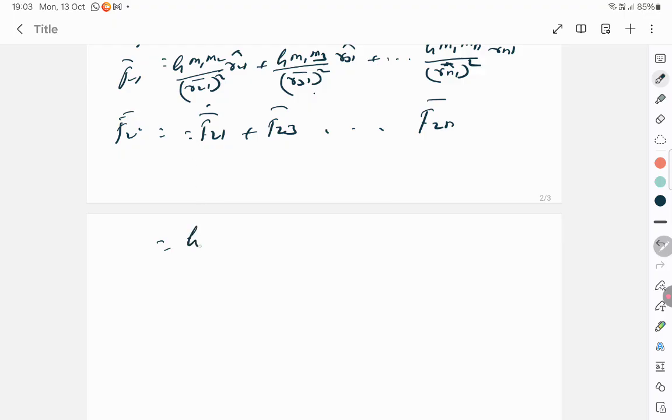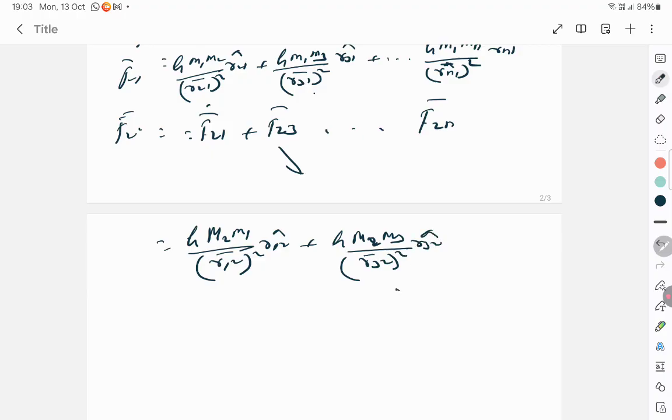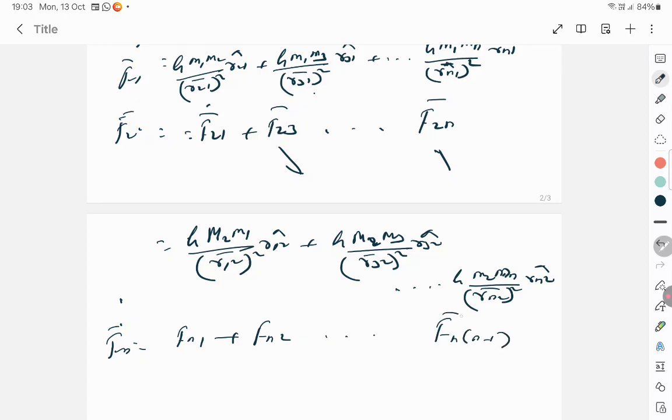This is the force. What is it? G into M2 M1 by R12 vector the whole square into R12 cap. G into M2 M3 by R32 vector the whole square into R32 cap. G into M2 Mn by Rn2 vector the whole square into Rn2 cap. Like this, you can write the force on the nth mass: force on the nth mass due to the first mass, due to the second mass, and due to the n minus 1th mass.